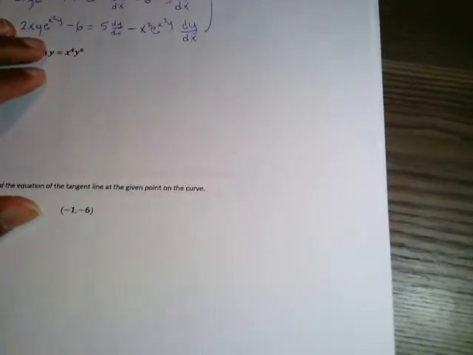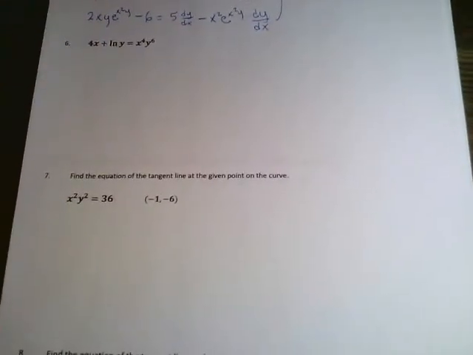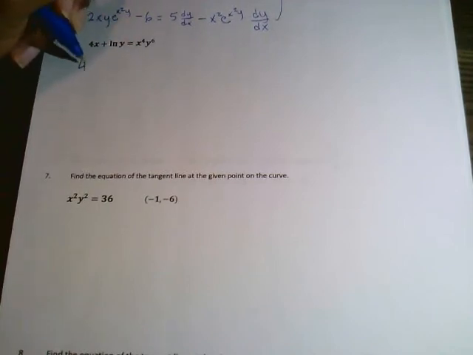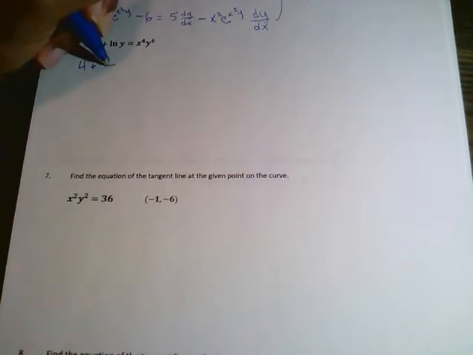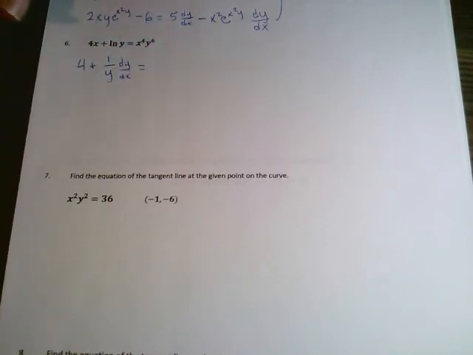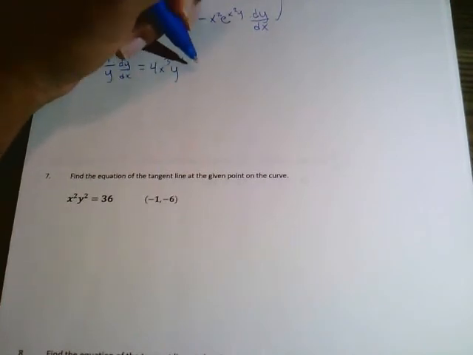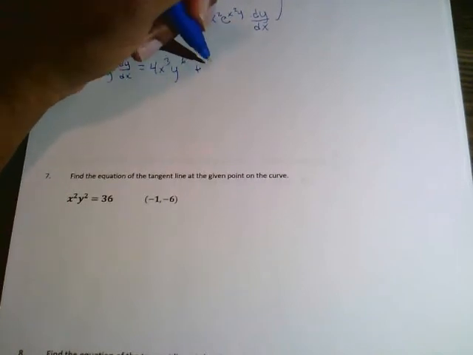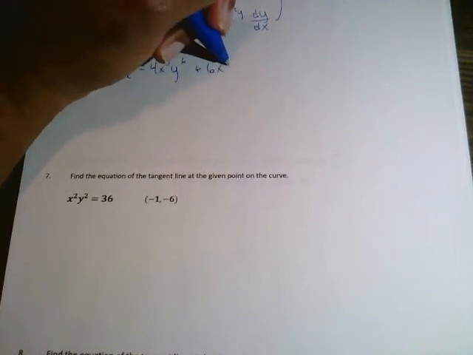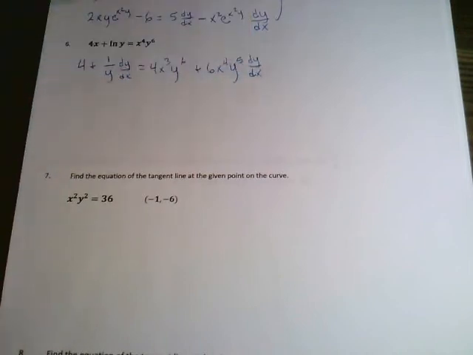Number 6, you have 4x plus ln y equals x to the 4th power, y to the 6th. So we'll have 4 plus 1 over y dy dx equals, and we're using a product rule here now, so this will be 4x cubed y to the 6th power plus 6x to the 4th power y to the 5th power dy dx.